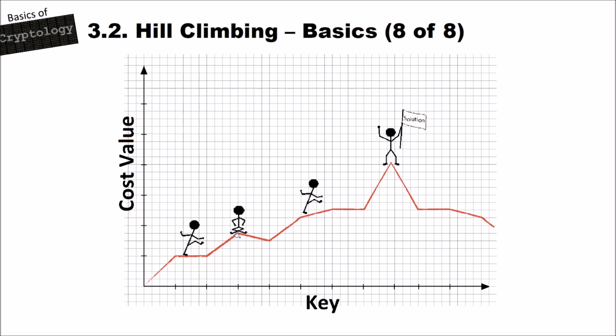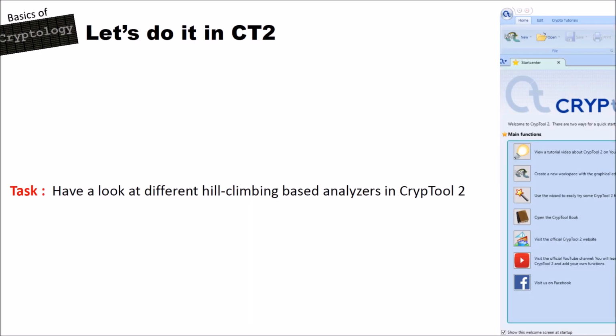But to increase our chance to get the final correct key, we start at different random keys. For instance, we could start here, or we could start here, or here. It's a random selection, so we could start everywhere. And if we start close to the global maximum, we reach our maximum. But if we start here, close to a local maximum, we can get stuck. And how to improve hill climbing to get out of these local maxima, I will show you in one of the later videos.